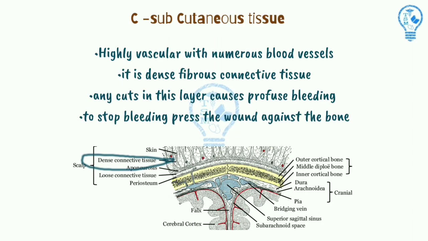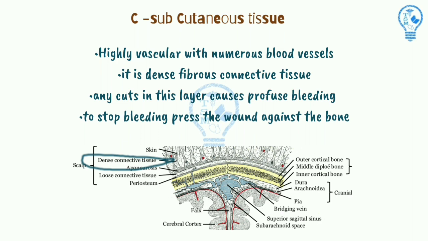Next we shall talk about subcutaneous tissue. It is highly vascular layer as it has numerous blood vessels. But in other parts of the body, this subcutaneous tissue is maximum avascular. But only here it is highly vascular. It is dense fibrous connective tissue. Any cuts in this layer causes profuse bleeding as it has numerous blood vessels. To stop the bleeding, we have to press the wound against the bone, that is against the vault of skull.